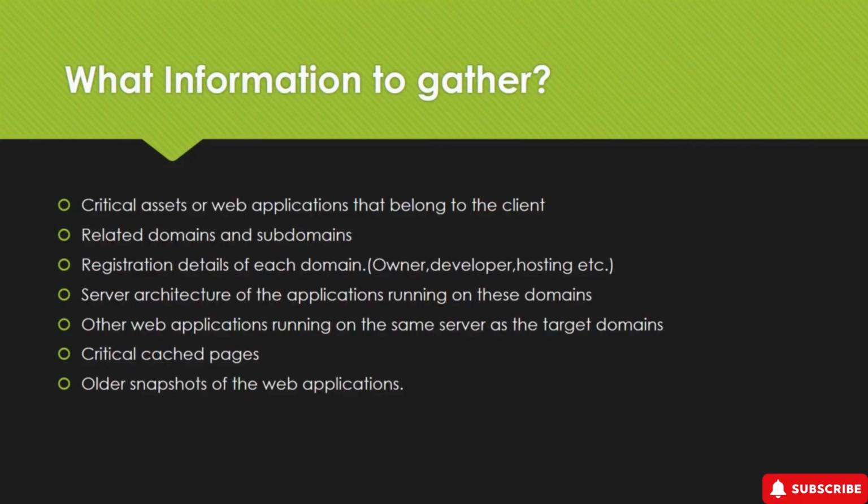Now, let's talk about what information to gather. For example, if you are finding a vulnerability in a website, what information should be gathered? First of all, critical assets and web applications that belong to the client, its related domains and subdomains, registration details of each domain, which includes owner details, developer details, hosting details, etc. Server architecture of the application running on those domains, other web applications running on the same server as the target domain, critical cached pages, older snapshots of the web application.